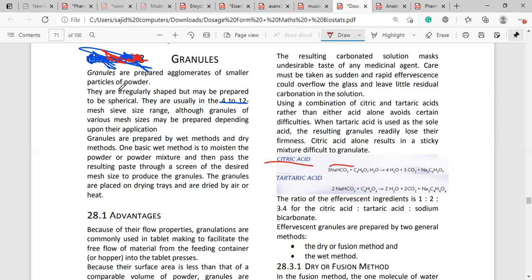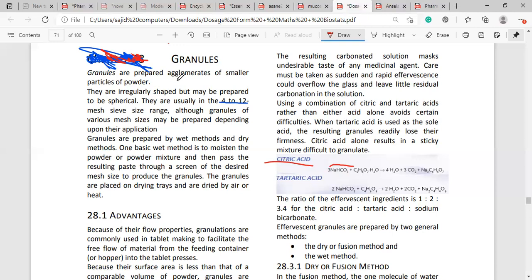Why, students, are powders converted into granules? Because granules are easy to handle, and with the help of these granules we can prepare a uniform size of the powder. So granules are prepared through the granulation process, and there are different methods which are used for granulation. The most common methods are the dry granulation and wet granulation methods. So in this topic, which is granules, we will discuss how granules are prepared and what the different methods for the preparation of granules are.